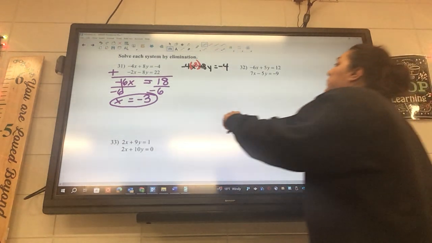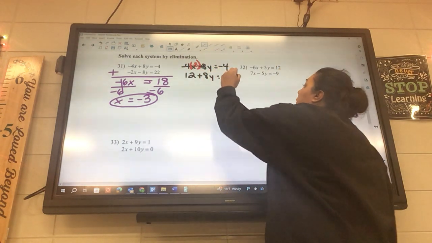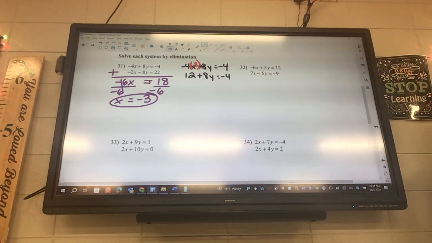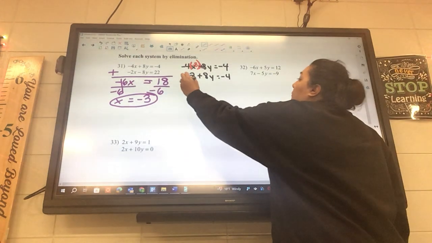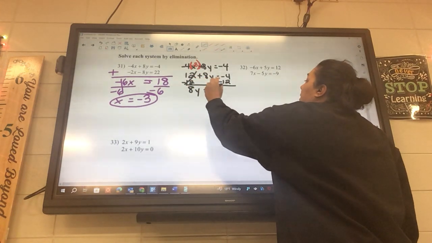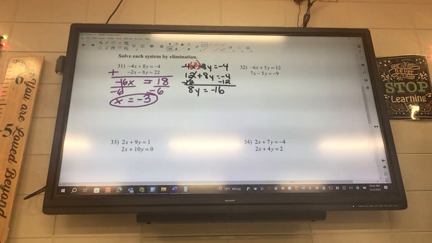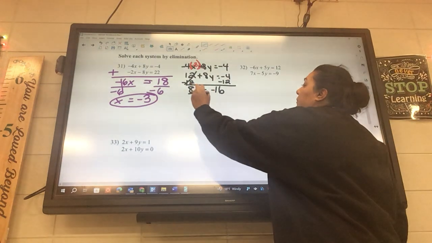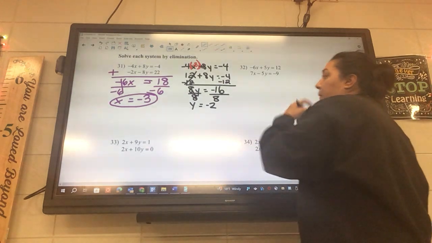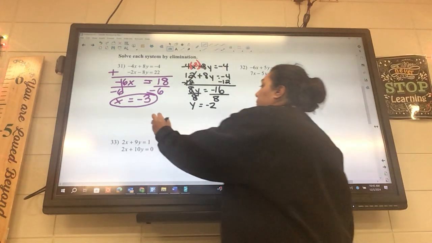Okay, so -4 times -3 is going to be a positive 12 plus 8y equals -4. And then what? Minus 12. Minus 12. I get 8y equals -16. And then divide by 8. So I get y equals -2. So (-3, -2). Good.